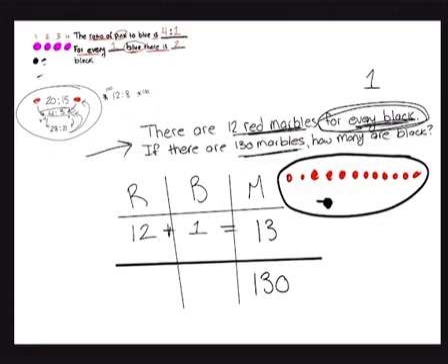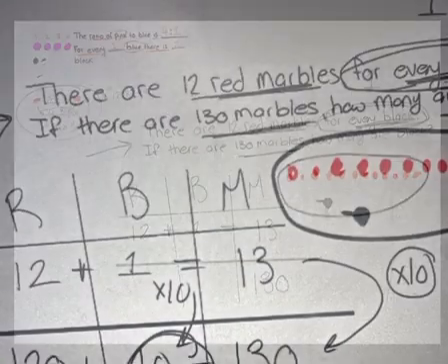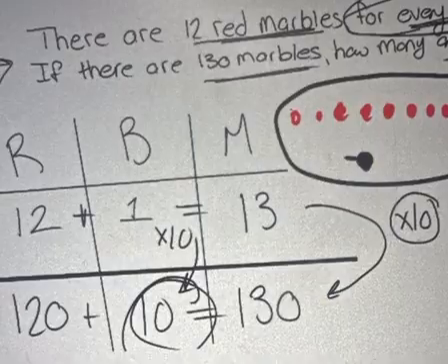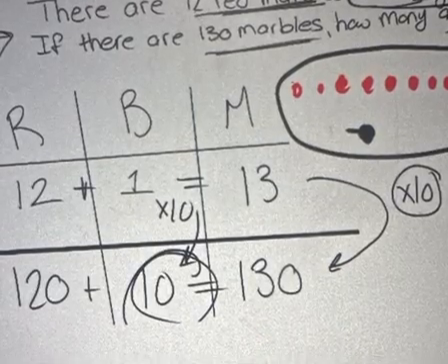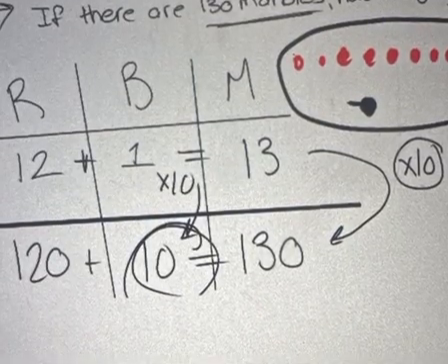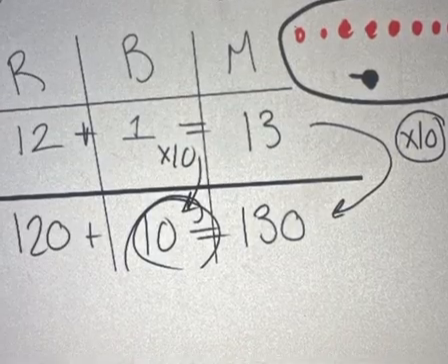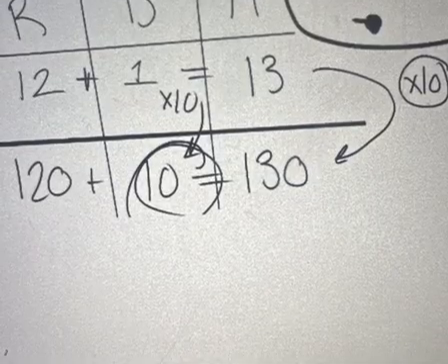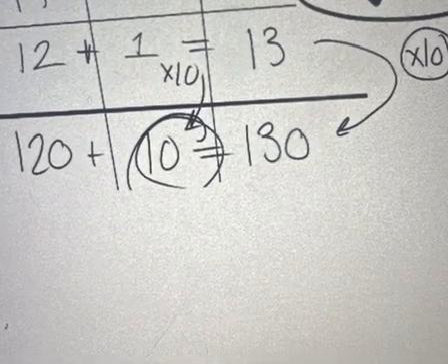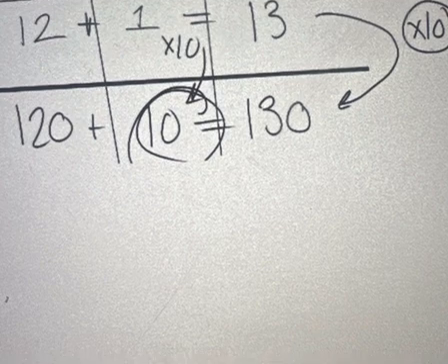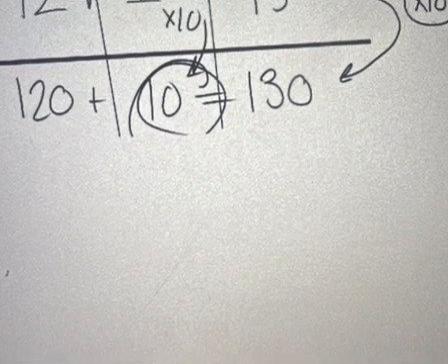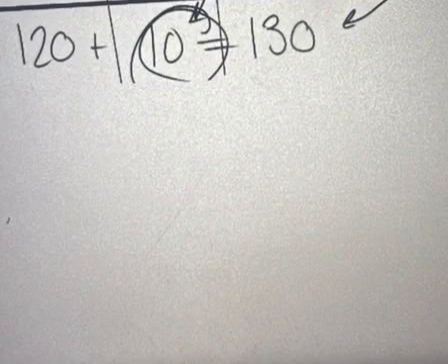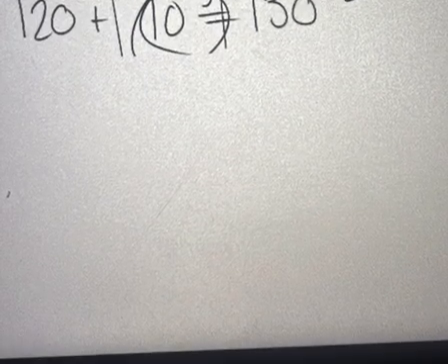13 times 10 gets me 130, which means in order to answer the question, I am doing times 10 to every number in my row. So 12 times 10 is 120, 1 times 10 is 10, and that makes sense because 120 plus 10 equals 130. So you can always check your answer by making sure they add up to be the same thing. Now my question was, how many are black? So my answer would just be 10.